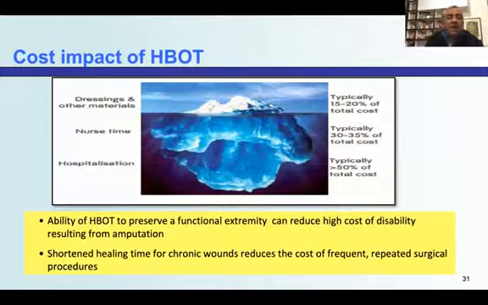The cost impact of hyperbaric oxygen. What you're seeing is the cost, which is the tip of the iceberg. There's a lot of nurse time, hospitalization time, and these collectively lead to a huge cost burden.